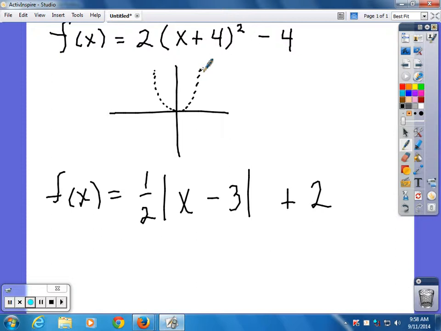Now, I'm going to highlight in yellow. What does that guy tell you? It's going to be narrow, right? So it's going to be more narrow than the black one. That's what that tells you. From the positive 2. I told you if A is greater than 1, it makes it more narrow.